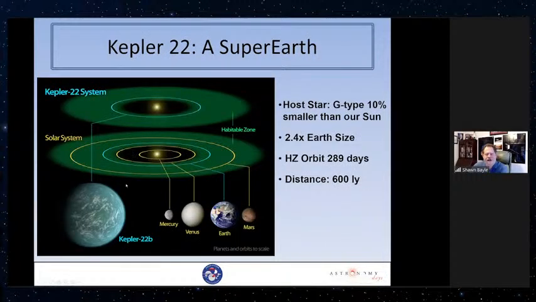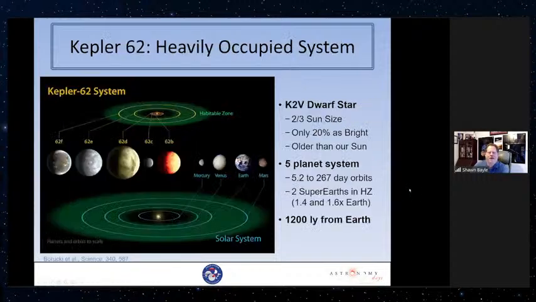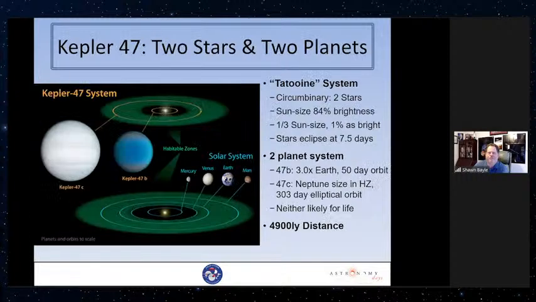And here's another example where we plot the Kepler 22, again, a G-type star, which is just like our sun. It's a super Earth with a year that's kind of similar to ours, but it's only 600 light years away. Here's an example of a solar system that is very populated. The Kepler 62 system is close to our sun, but it's got five planets in it, and two of them are super Earths in the habitable zone.